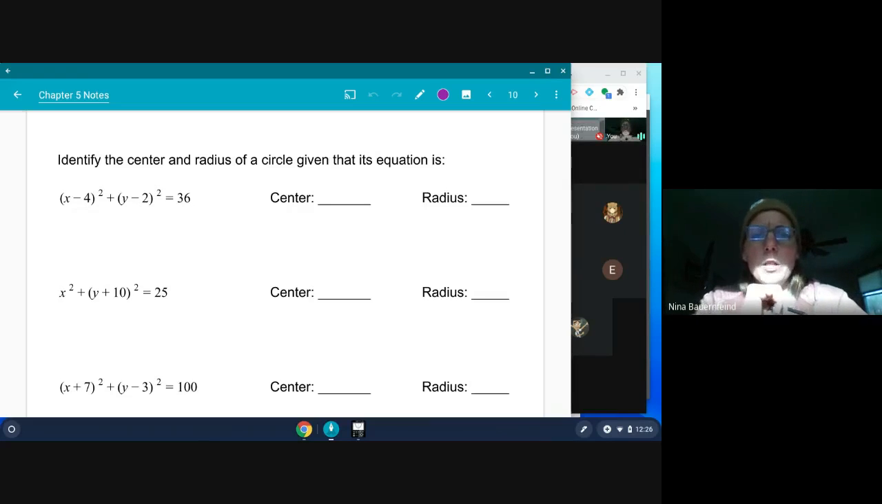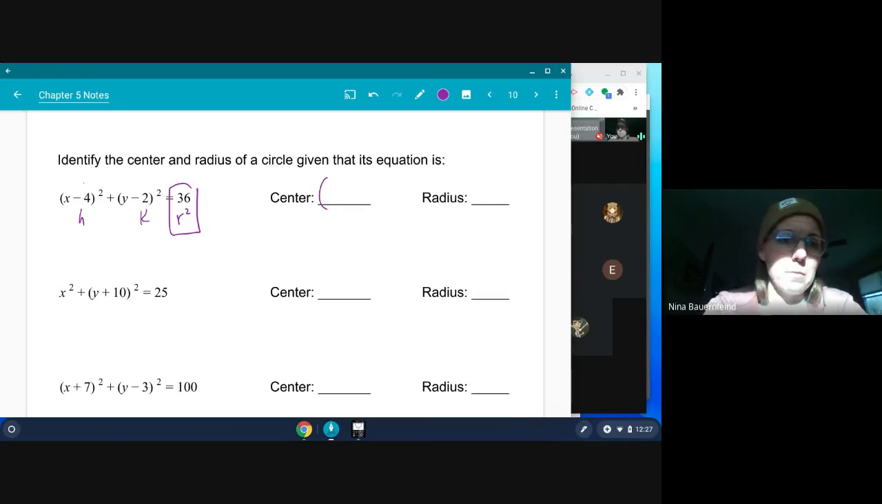So when we look at these, we need to identify the center and the radius. Remember, the radius is r squared. That's where this piece comes from. And then the center is (h, k). If the number in the equation is negative, that means it's positive in the coordinate and vice versa. So this says -4. That means it's going to be regular 4. This says -2. That means it's going to be positive, regular 2.